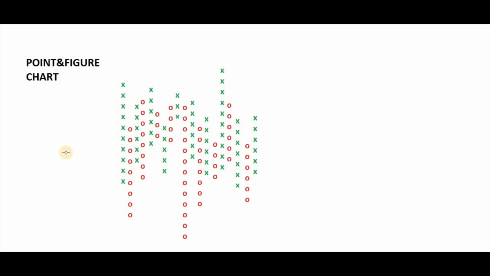Talking about the point and figure chart, it has only two letters, X and O. X is shown in green, whereas O is shown in red. X shows us that the price is going up, whereas O shows us that the price is going down. But it takes a lot of time to understand what is actually happening in this chart, so many people don't use it. If you are choosing something other than this, you can go with the candlestick chart because it is easy to understand for everyone.